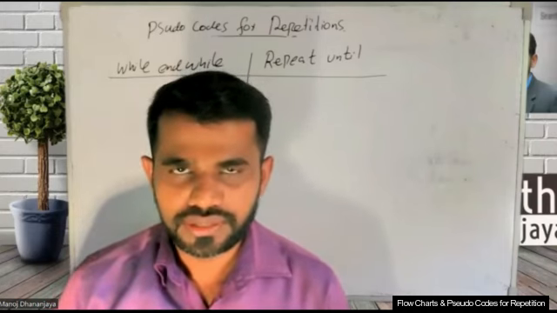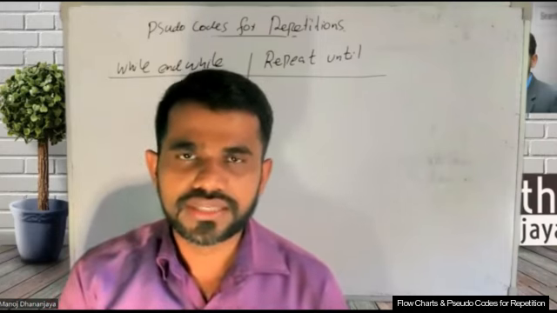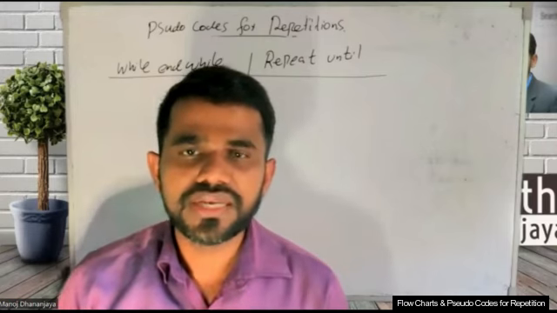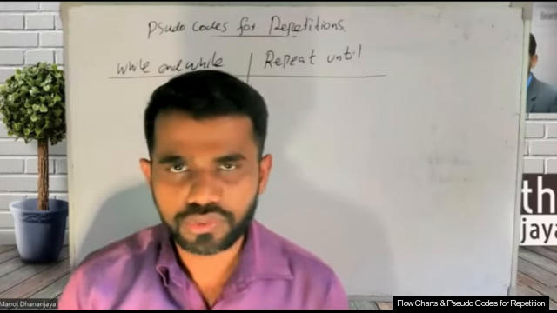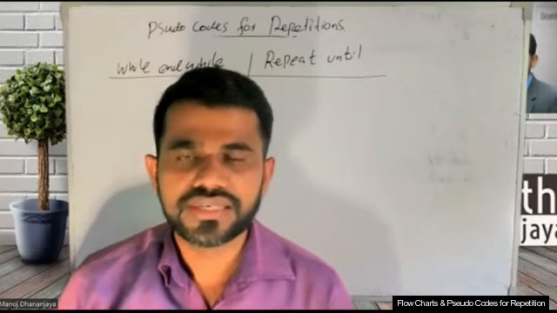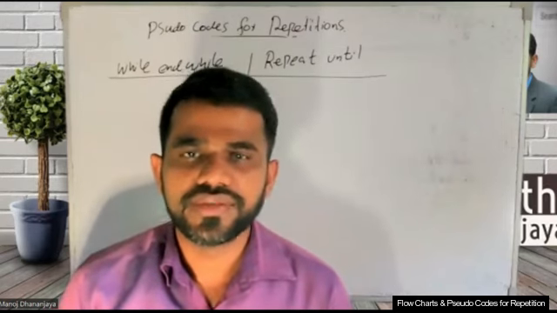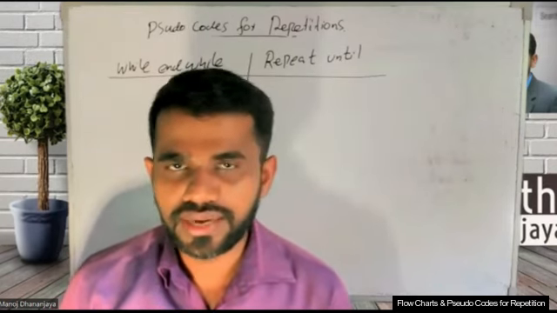There's another difference. In while, the condition is checked at the beginning of the pseudocode, the beginning of the process. In repeat until, the condition is checked at the end. Condition is checked at the end.